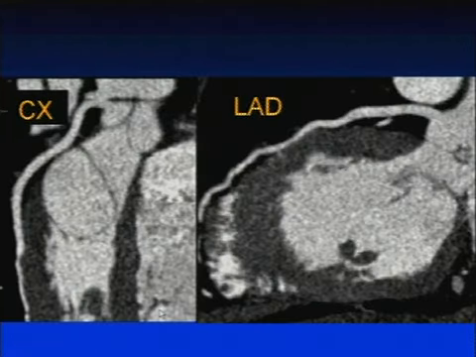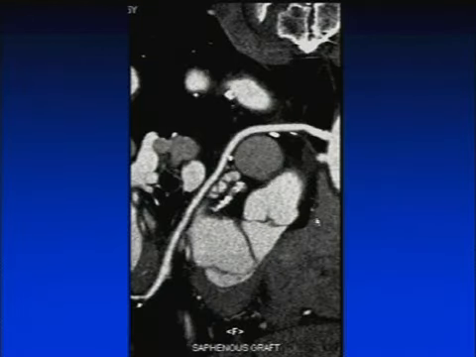The curved reconstructions are also another way that you can evaluate the coronary arteries. It allows you to lay out the length of the coronary arteries, and I find them most useful for looking at bypass grafts and for looking at the touchdown points of the grafts to look for graft patency. So I just want to go through some cases now.